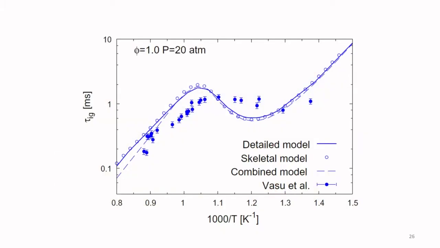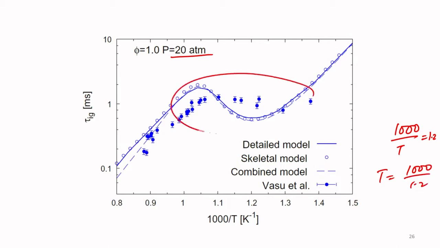Okay. Now, if we do that, once again we come back to this negative temperature coefficient plot. Of course, this is at high pressure, that you must understand. But you see that around 1000 by T equal to about 1.2, which is T equal to 1000 by 1.2, it comes to about the approximate scramjet static temperatures. In that region you see this whole phenomenon of negative temperature coefficient. Another important thing is that the time scale is of the order of 1 millisecond in this whole range.